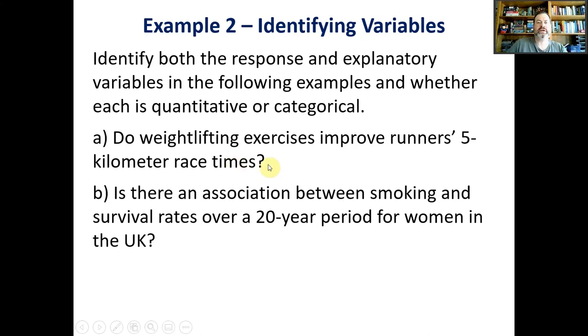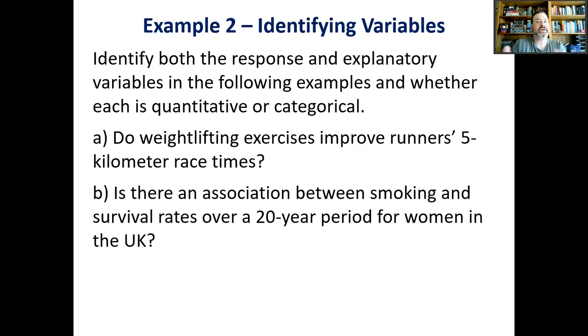So we need to identify the variables here. We don't see the data. This happens a lot in this class. You'll have to be able to draw conclusions with incomplete information. Here, all we're doing is identifying the variables. So we have weightlifting exercises, that's related to one of the variables. And then we can see that there's a 5-kilometer race time, right? So which one do you think would be the explanatory and which one would be the response?